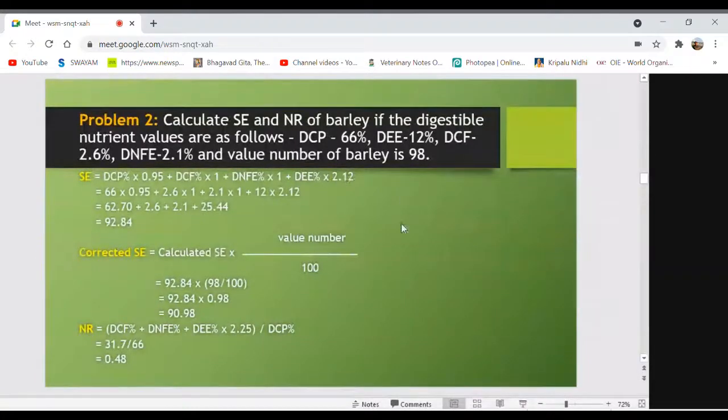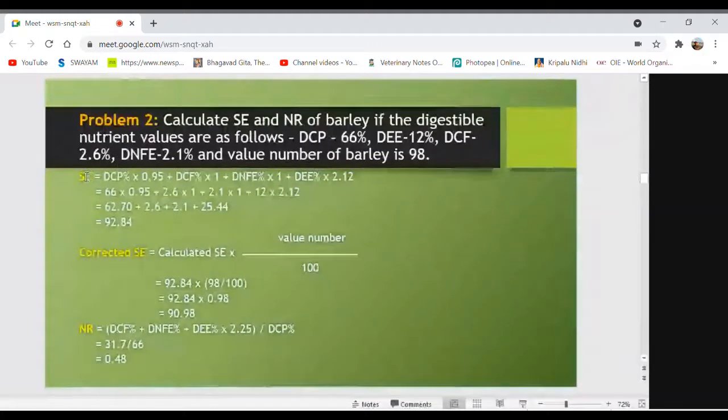For cereal grain, it will be different. For oil cakes, it will be different. And then for roughages, it will be different. Okay, it varies from 1.91 to 2.41. So 1.91 is for roughage, 2.12 is for grains, and 2.41 is for oilseeds. This factor, please remember. Then you can calculate very easily.